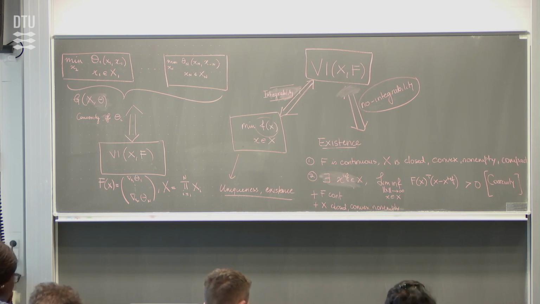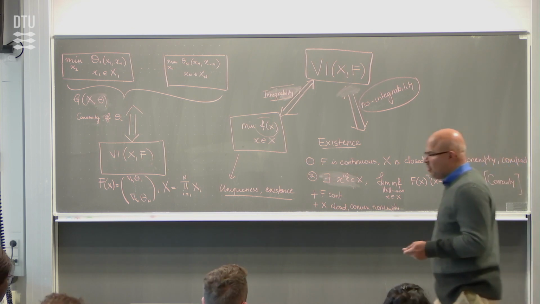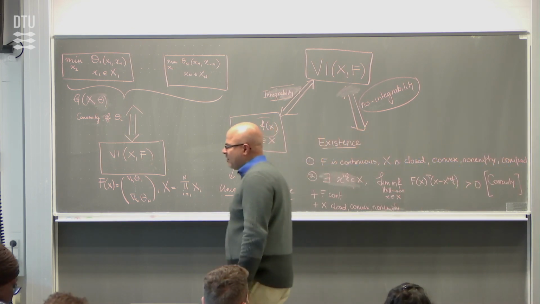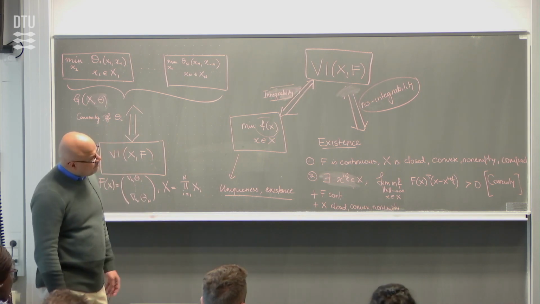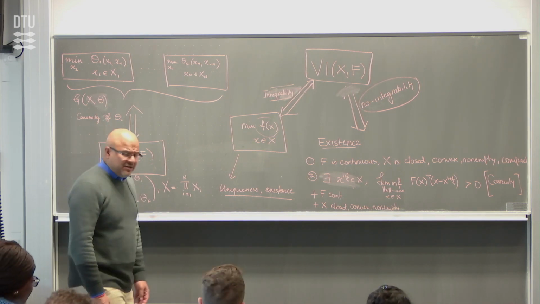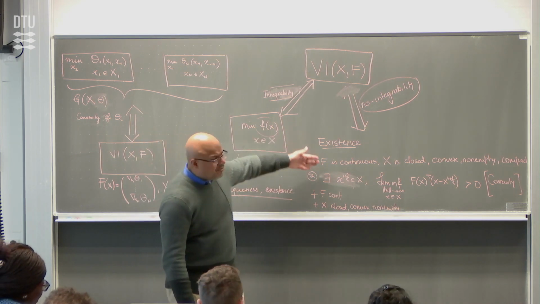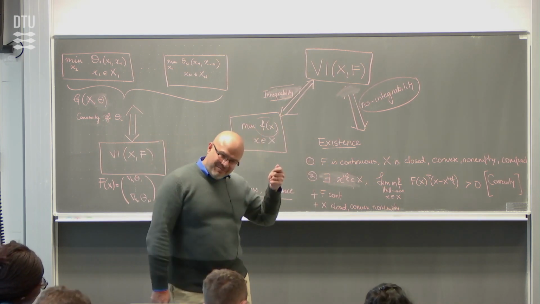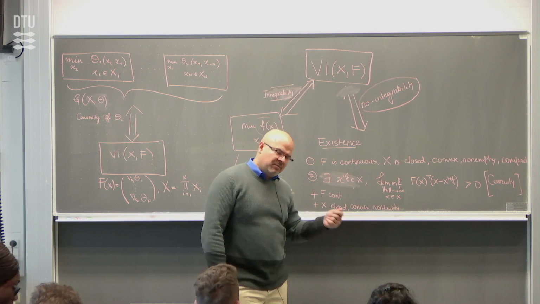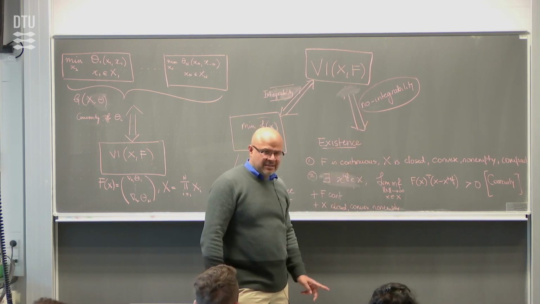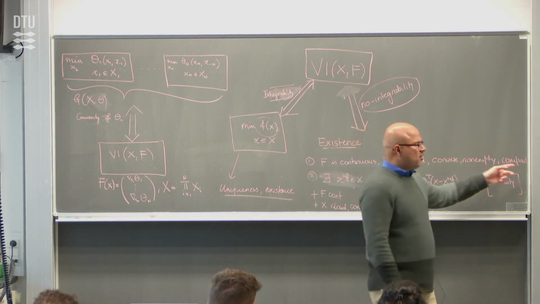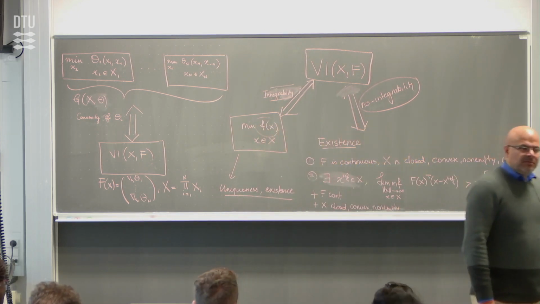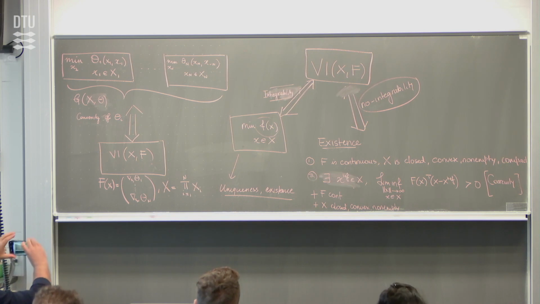For instance, uniqueness follows if the problem is strictly convex. Existence follows if the function is coercive over the set. Now, if you don't have integrability, then you need to leverage the properties of the mapping F and the properties of the underlying set X. So if F is continuous and X is closed, convex, non-empty, compact, you get existence. What about uniqueness?